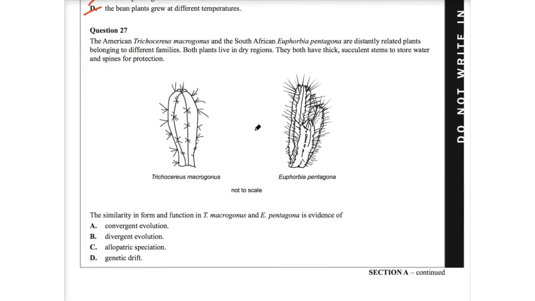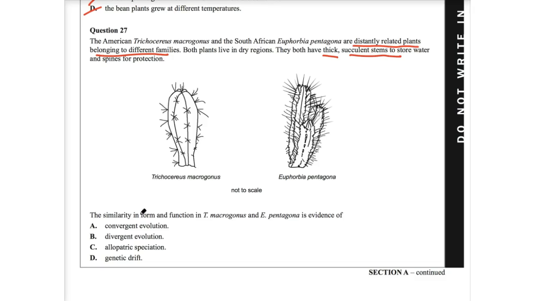Moving into 27, we've been given two different types of cacti, or so it looks like, but plants they say. We've got this long name and this long name, doesn't really matter. We know that they are distantly related plants and they belong to different families. They both live in dry regions, but they also both share a phenotype, which is thick, succulent stems to store water and spines for protection.